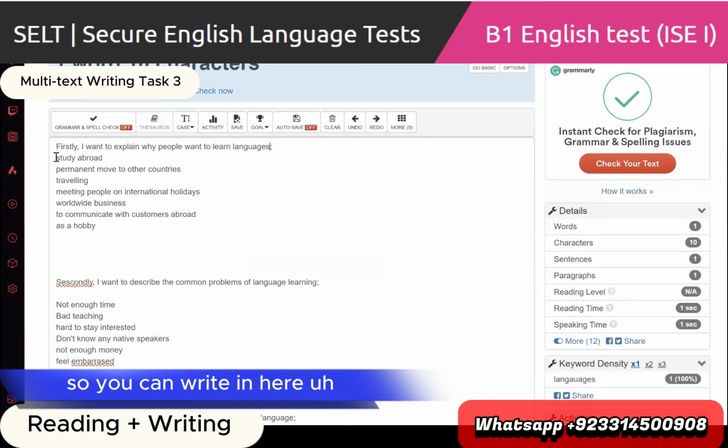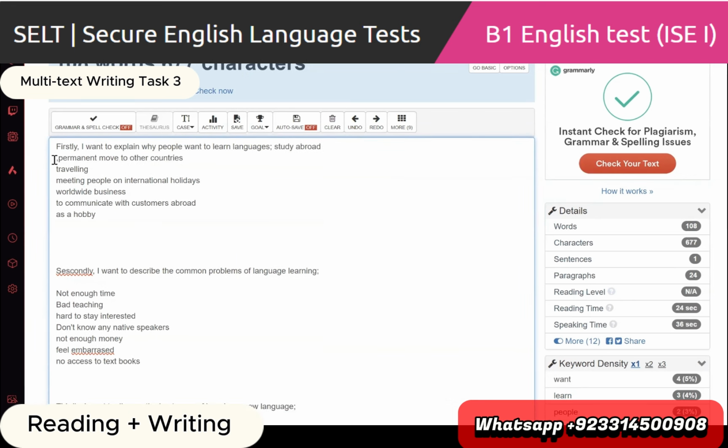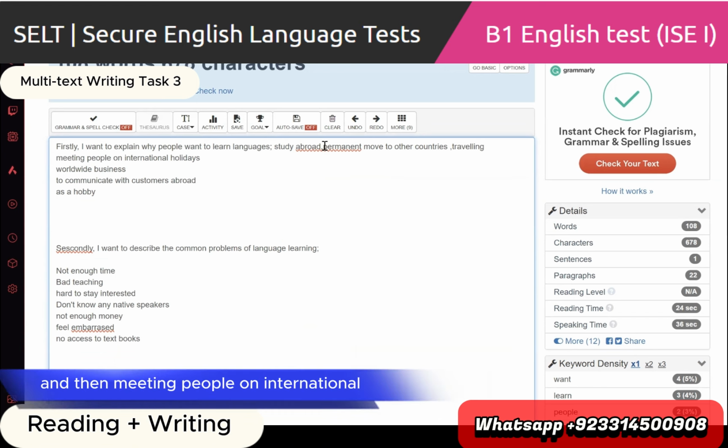All right? So you can write in here, study abroad, comma, permanent move to other countries, comma, traveling, comma, and then meeting people on international holidays, comma.